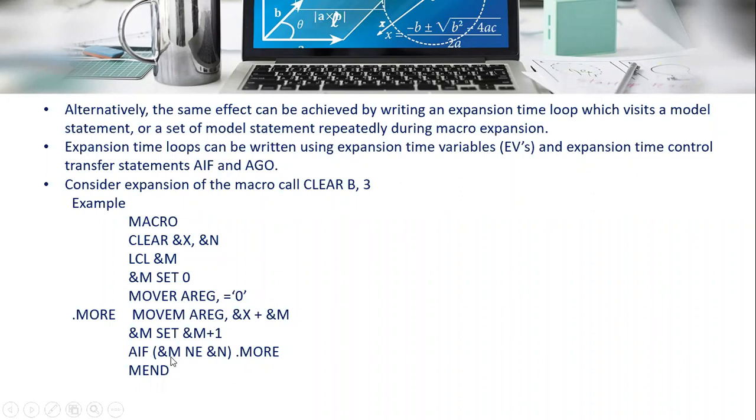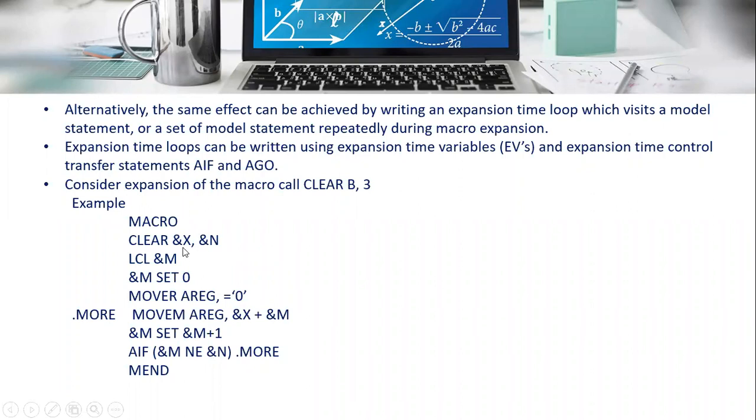Again, here we can check the condition, &m not equals to &n. N is how many times we want to increase that value. We can check not equal, that is the value of m does not satisfy the n value. Okay, and if the condition is true, that is the not equality condition is true, then we transfer the control again to .more. That is, this particular statement, the value of m plus 1, is repeated more than once till the value of n. We pass the value of n when we call the macro.